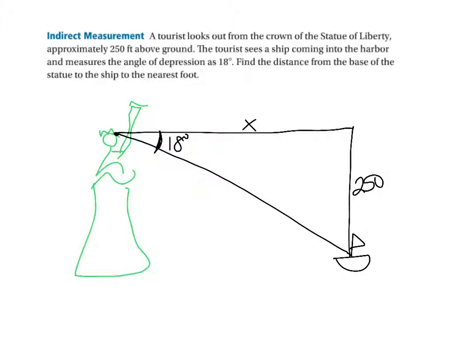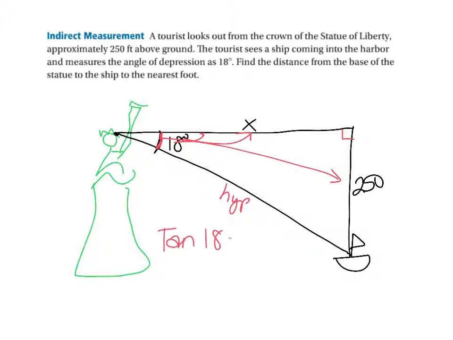Looking at this, with the given angle 18, it looks like I have the opposite side, the 250 is the opposite, and then I have the adjacent, because here's my right angle, so this is my hypotenuse, and I am not using the hypotenuse for anything. So it's opposite and adjacent. Do you know yet off the top of your head what that is?